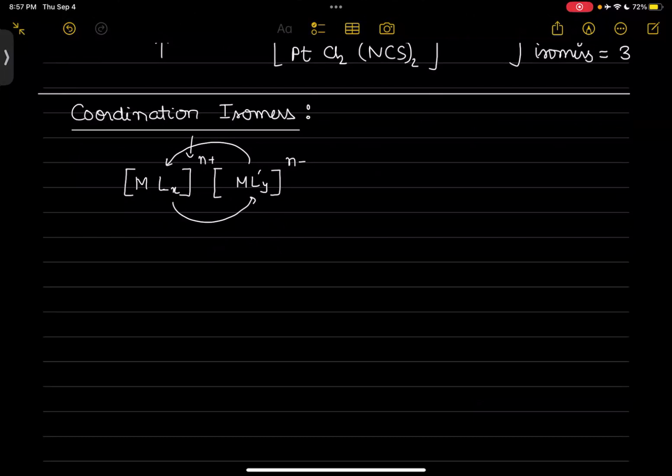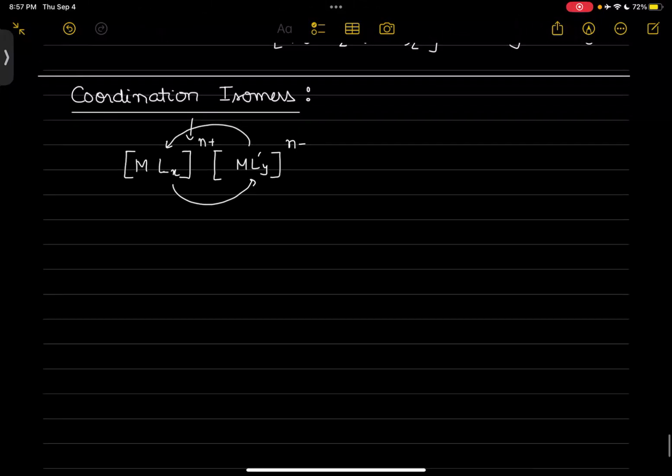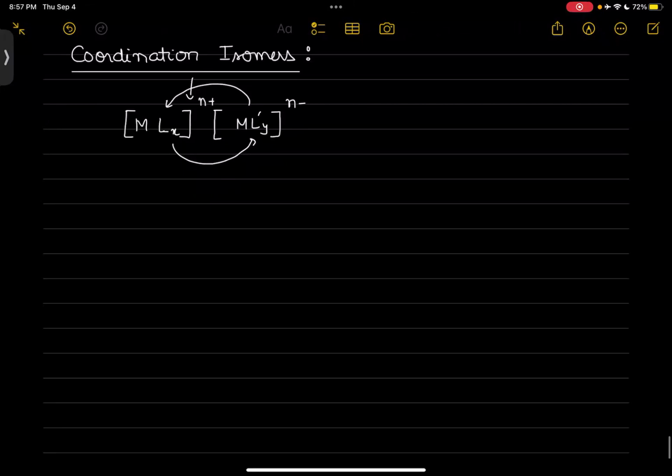While exchanging, if you are exchanging a monodentate ligand, on the other side also one monodentate ligand should be exchanged. But if you are exchanging a bidentate ligand, you need to have two monodentate ligands. So let's see a few examples.